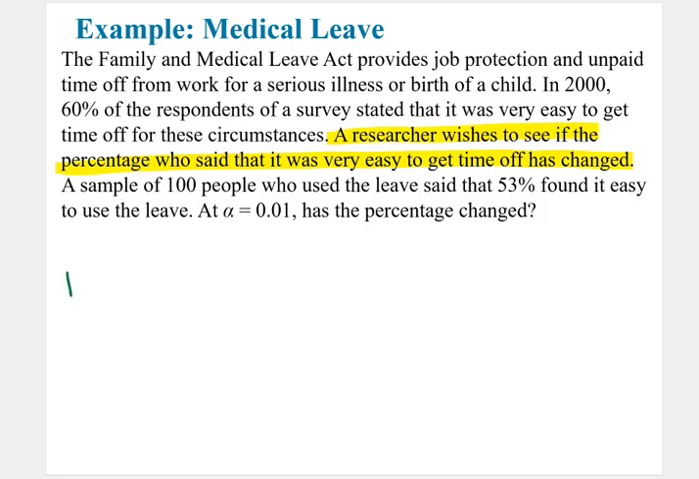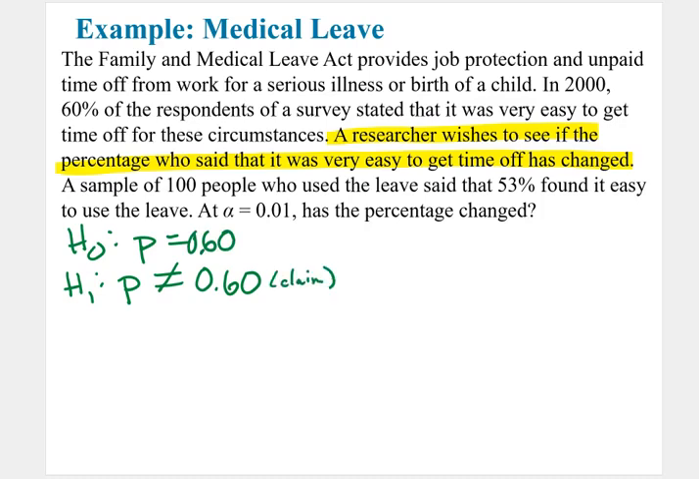So that is my null hypothesis. They want to see if the proportion has changed. Is it no longer equal to 60%? So my null is going to be that the proportion is 60%, 0.60. Right, so there's my null. And again, I'm just going to write claim here just to remind myself that that is my claim. All right, we've got an alpha of 0.01 that was given to us.